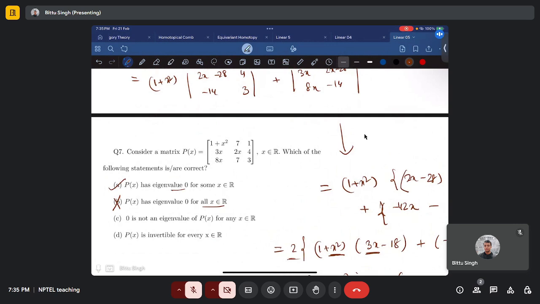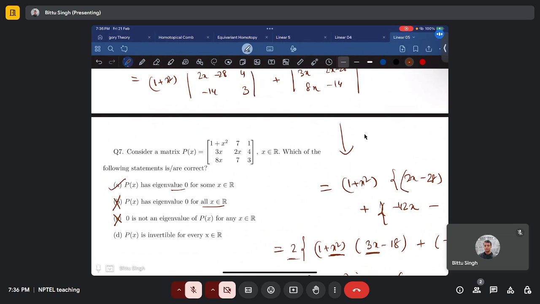0 is not an eigenvalue of px for any x. So this is also false. We have seen there are three possibilities. All may not be different, but there are some possibilities for which the determinant is 0. Three solutions of the equation. So this is also false.